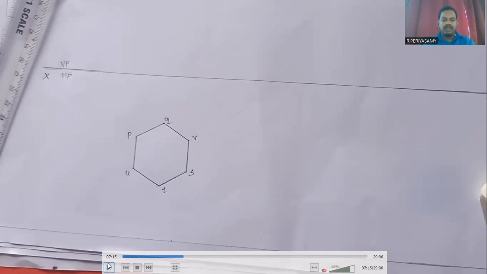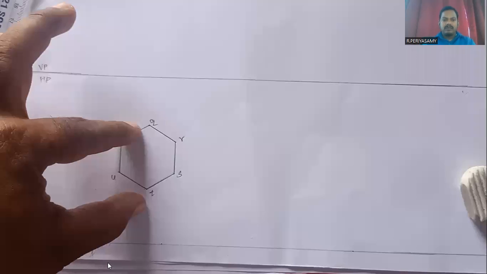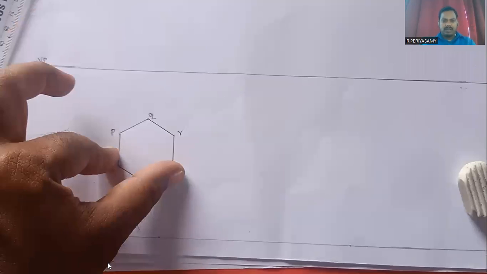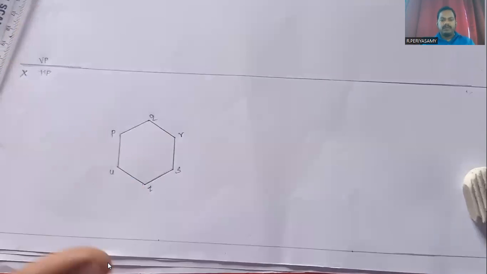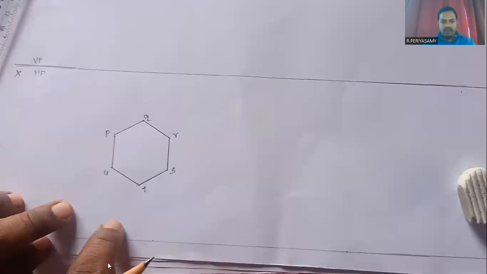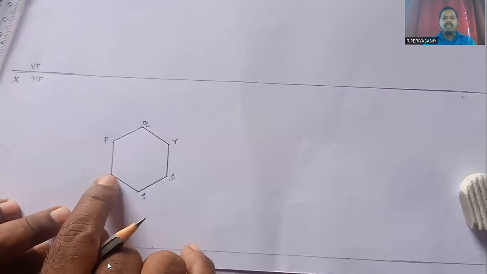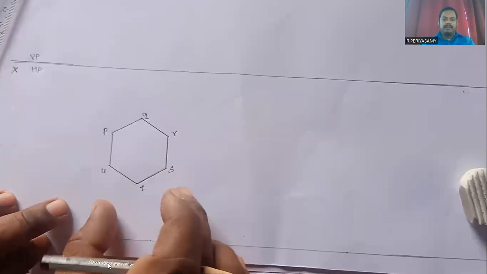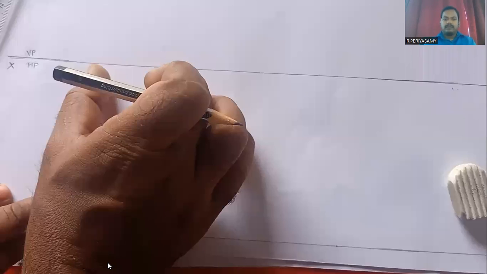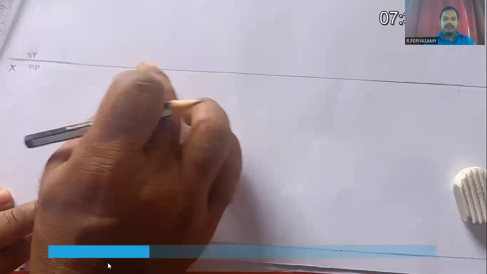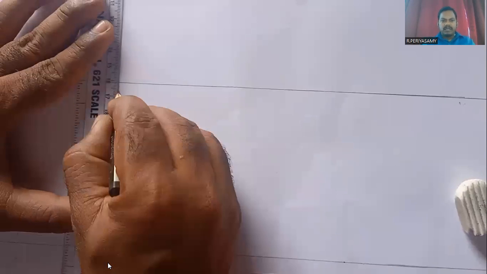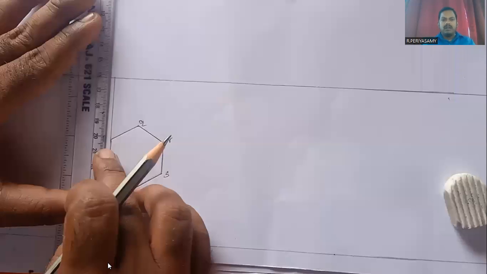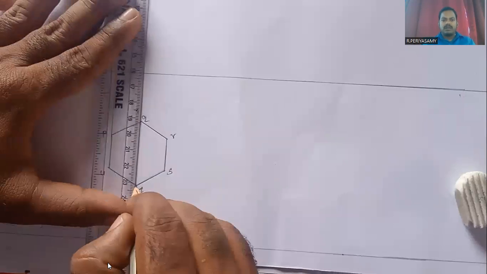Now we have to project its front view projection. This is the top view projection of the given hexagonal plate. Now we have to draw its front view projection. Using the scale, we project the top view points towards the reference axis for the purpose of drawing the front view projection.